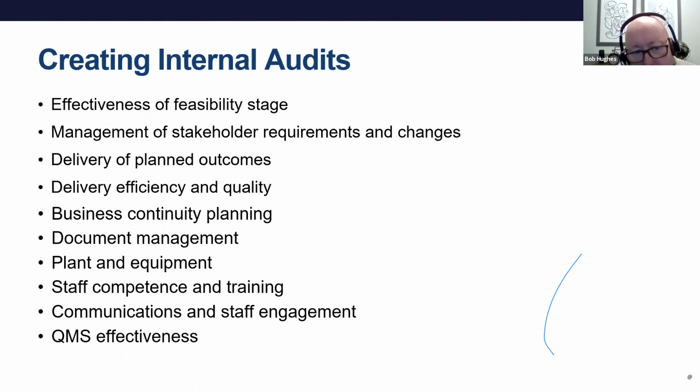Staff competence. Let's engage the players, and what training do people need? How can we influence them to do a better job with us? Communications. In the standard, it talks about what do we communicate, when do we communicate, how do we communicate, and who do we communicate to? Finally, what is the effectiveness of our QMS?